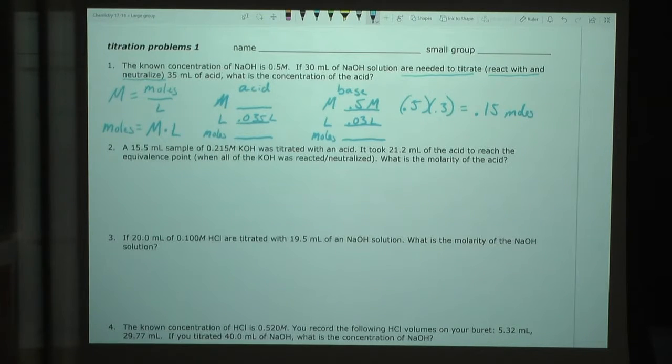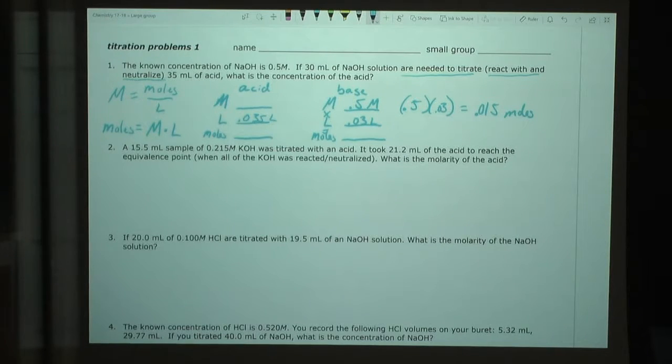0.15 moles. Agreed? 0.015 moles. Is that better? Thank you for keeping me honest. So he's plugging into that bottom left equation: moles equals molarity times liters. Make sure, molarity times liters equals moles.